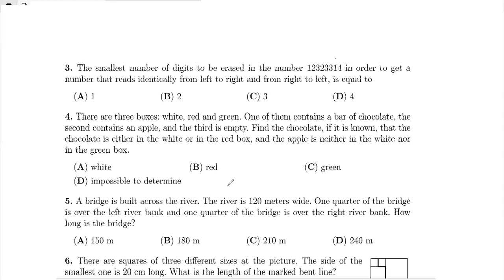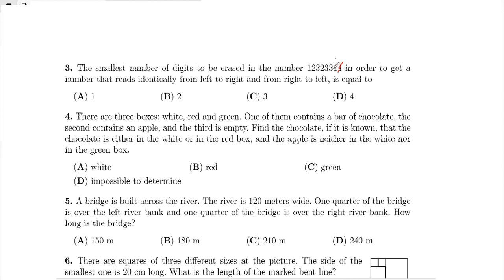Now let's read question number 3. The smallest number of digits to be erased in the number, in order to get a number that reads identically from left to right and from right to left, is equal to, so how many digits we need to erase? Now, if we look at this number, first we just need to look for the common digits. Now, 4 is here, 4 is not here. So 4 is the first digit that I'll cancel.